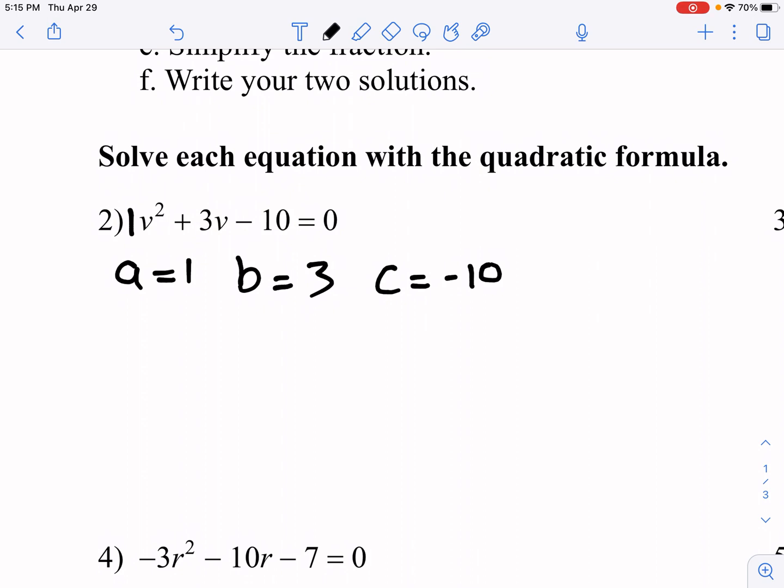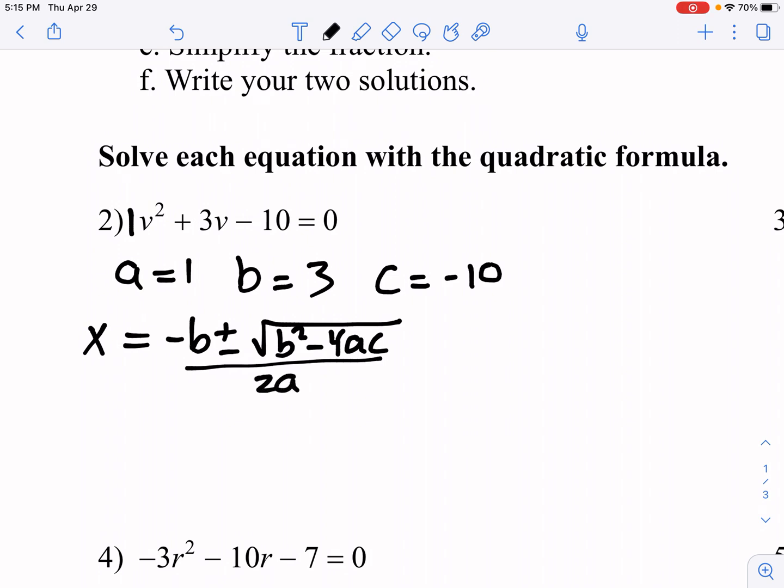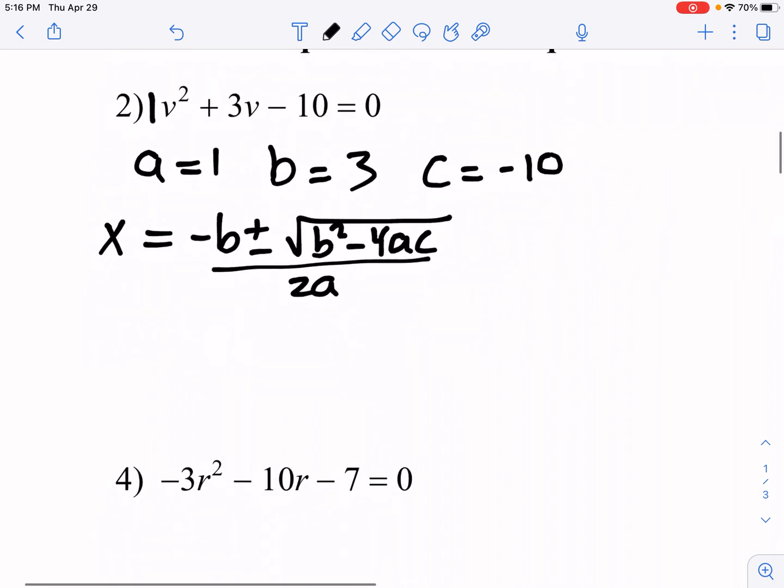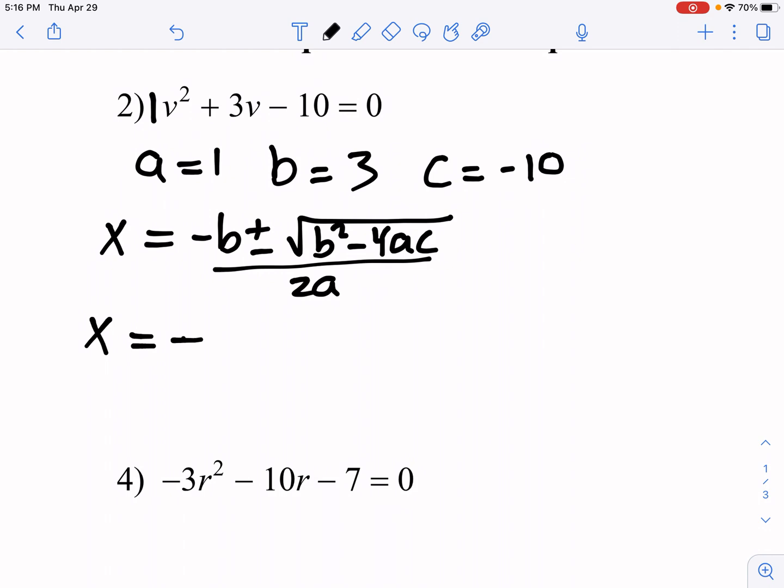Then what we're going to do is plug that into the equation, okay? So usually what I like to do is write the equation first so I know what I'm plugging it into. We have negative b plus or minus the square root of b squared minus 4ac all over 2a. And wherever we see a b, we're going to put a 3. Wherever we see an a, we're going to put a 1. Wherever we see a c, we're going to put negative 10. So we're just going to plug the numbers into the equation. So we have x equals negative, okay, b is 3, so this would be negative 3 plus or minus.